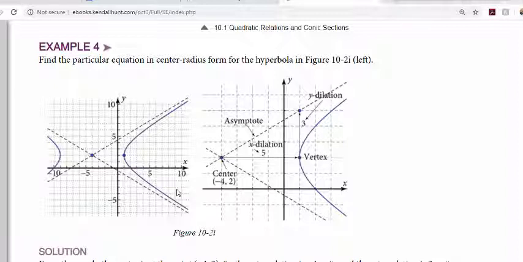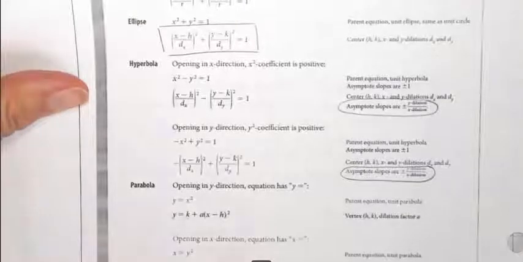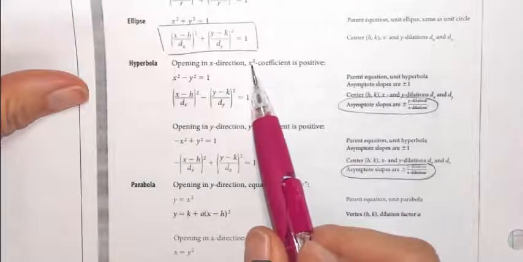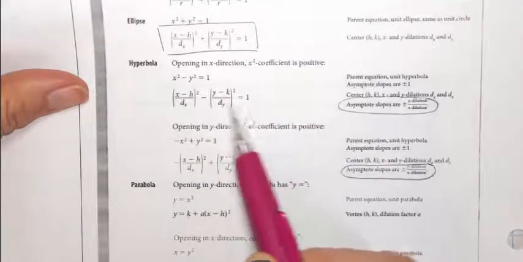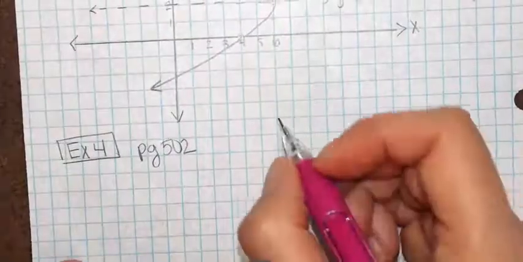So basically, oops, hold on, I gotta get back on the screen here. I'll toggle back and forth. So if it's opening in the x direction, then that means that the x squared coefficient is going to be positive. So I'm basically going to use this equation right here. Okay, so I'm going to write that down so that we have that to look at.